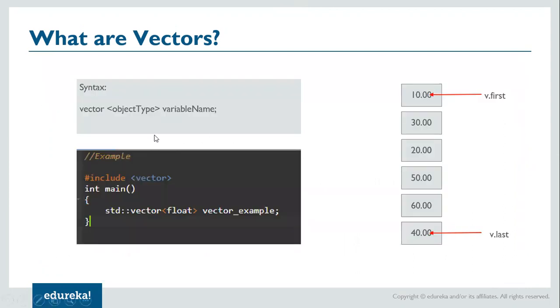Now, what is the syntax to create a vector? As you can see here, you say vector, you define the type of data here, and the name of the variable. So if you want to say vector, you will say vector<int>, for example, and you can say here a variable name v1. So basically what is happening is you are creating a vector which can hold integer values, and the name of the vector is v1. So vector is basically a container to hold values.